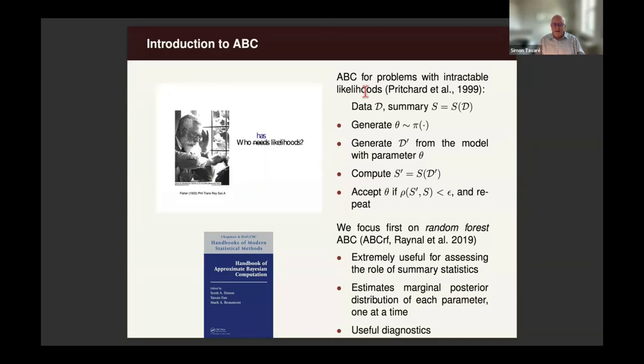So here we go. What we do is to look at so-called ABC methods for intractable likelihoods. You've got some data and some summary statistics of those data, and the mechanism runs, as Jonathan Pritchard and others showed. You start with theta from a prior, you generate a simulation from the model with that parameter, you compute the statistics from your simulated data, and then you accept theta as a posterior observation if the distance between the simulated statistics and S is small enough, and then repeat, and you get more observations.